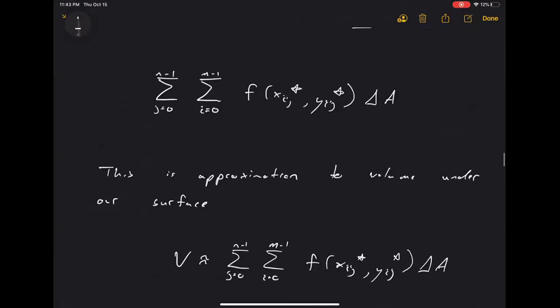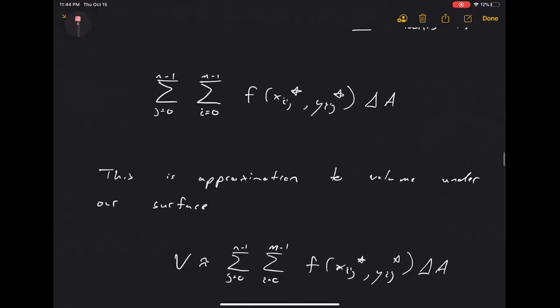Just like how in the single variable case we chopped our interval a b up into rectangles, which we made thinner and thinner to get better and better approximations. Just like that, for my multivariable case, when I have this rectangle and these boxes, if I make these boxes smaller and smaller, I get better and better approximations to my volume. Okay, so that's the idea.